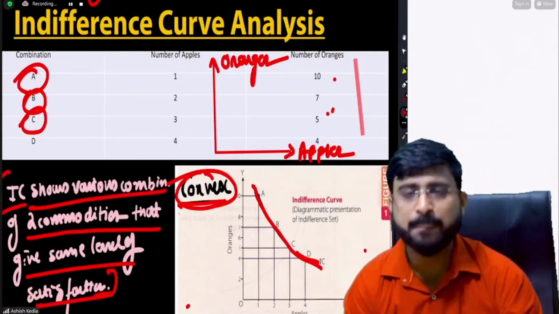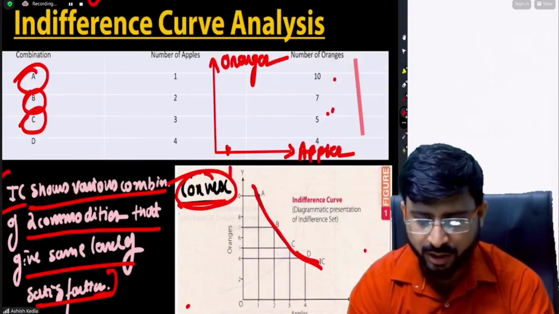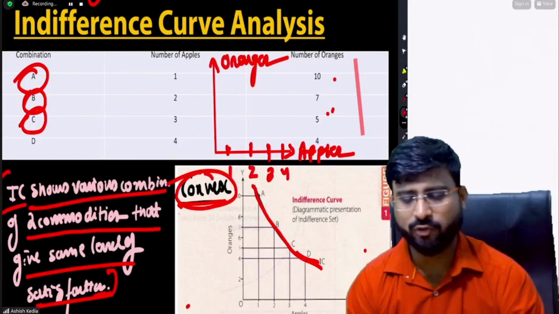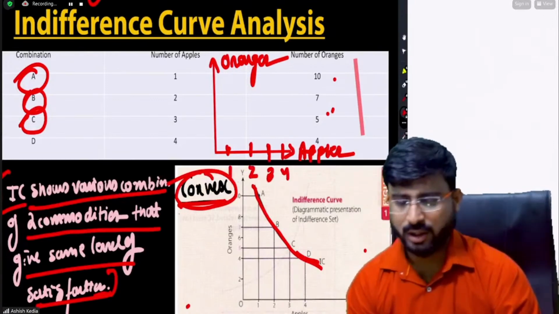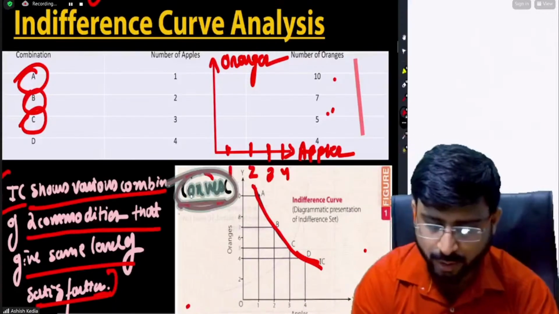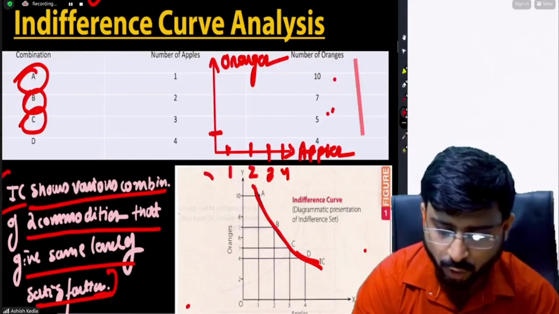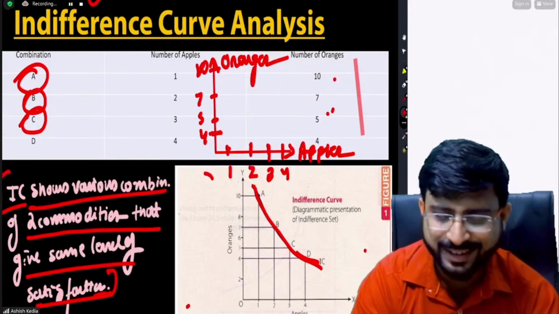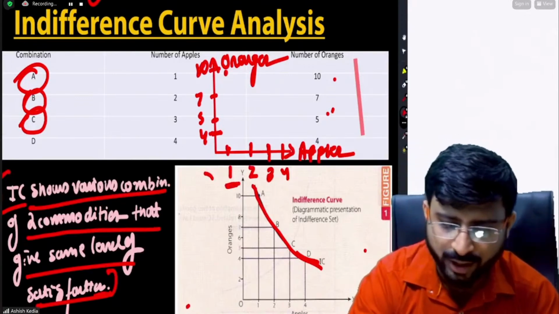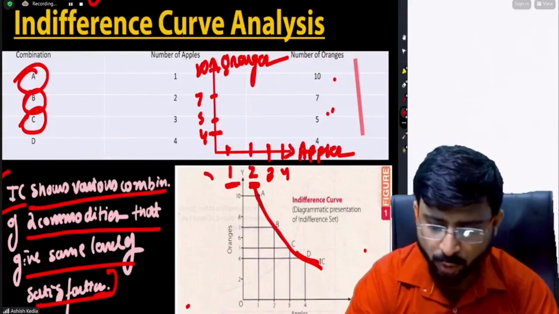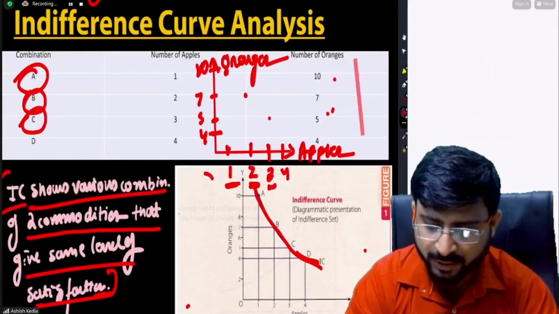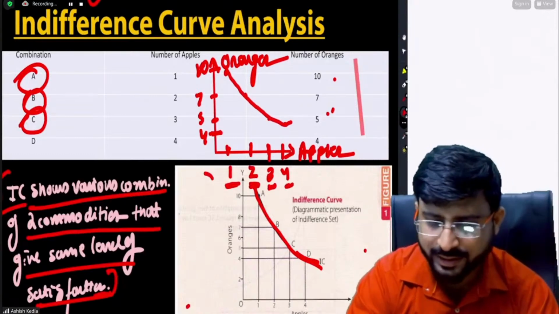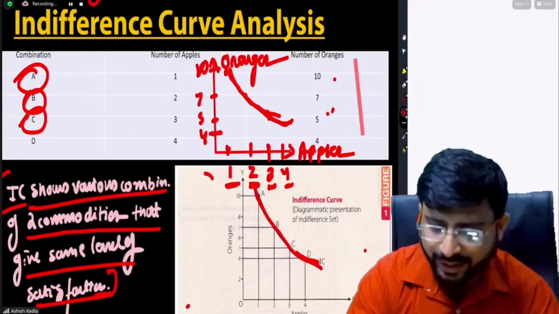Now, apples, you have 1 unit here, 2 units here, 3 units here, 4 units here. Correct? Let's talk about oranges. Suppose 4 oranges, 5 oranges, 7 oranges, 10 oranges. So when 1 apple, you are having 10 oranges. When 2 apples, you are having 7 oranges. When 3 apples, you are having 5 oranges. When 4, you are having 4. So when you join it like this, you automatically get the indifference curve.